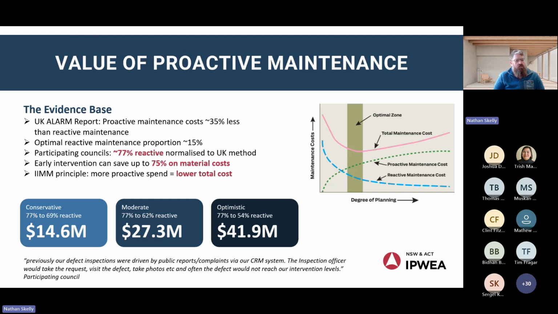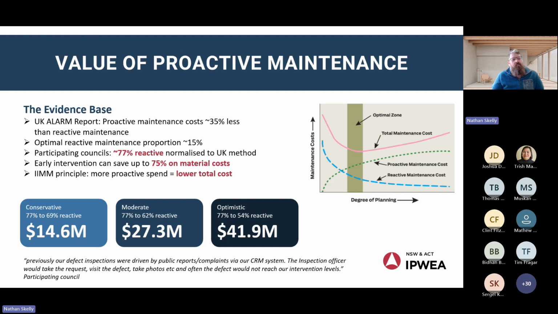And then I've put it across the $479 million spend that councils in New South Wales do on maintenance alone every year, and looked at what potential savings could be across the state for moving more from reactive maintenance to proactive maintenance. So the values get quite big quite quickly when you start looking at that. You're going from about $14 million annually up to about $42 million annually.